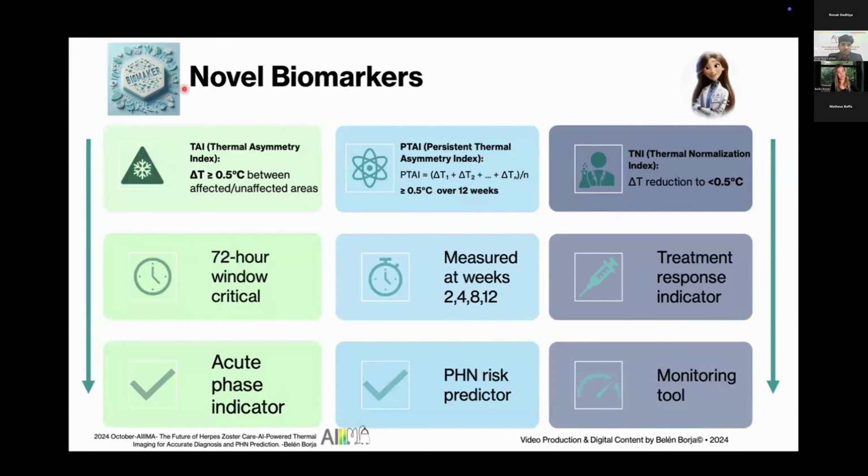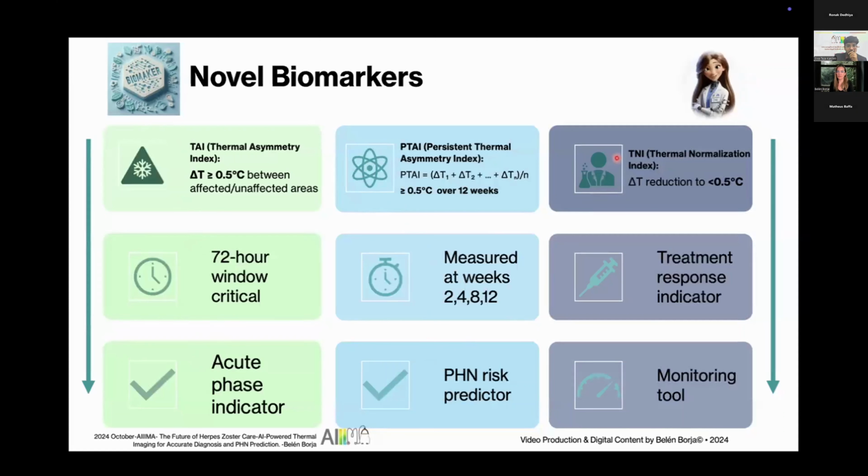My esteemed colleagues, allow me to introduce you to the 3 thermal powerhouses that will transform the way we manage these conditions. First, the TAI, the Thermal Asymmetry Index. By measuring the temperature difference between affected and unaffected areas, with a critical 0.5 degrees Celsius threshold, this biomarker can give us an early diagnosis of herpes zoster. Next, the PTAI, the Persistent Thermal Asymmetry Index. Tracking this thermal signature over 12 weeks provides a reliable predictor of post-herpetic neuralgia risk. The higher the PTAI, the greater the chance of this debilitating complication.